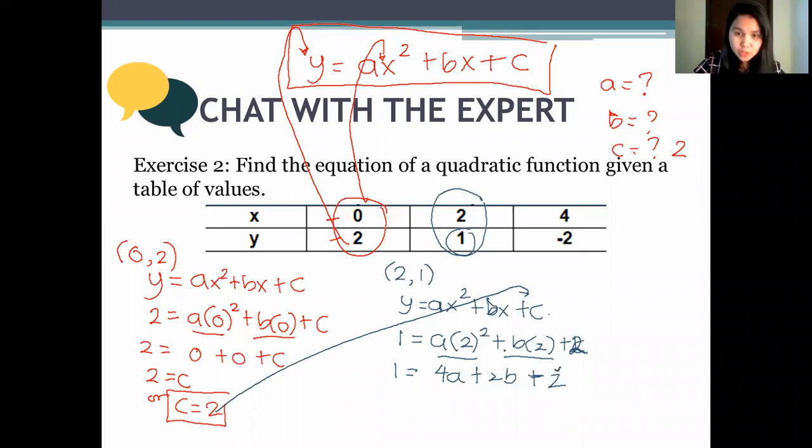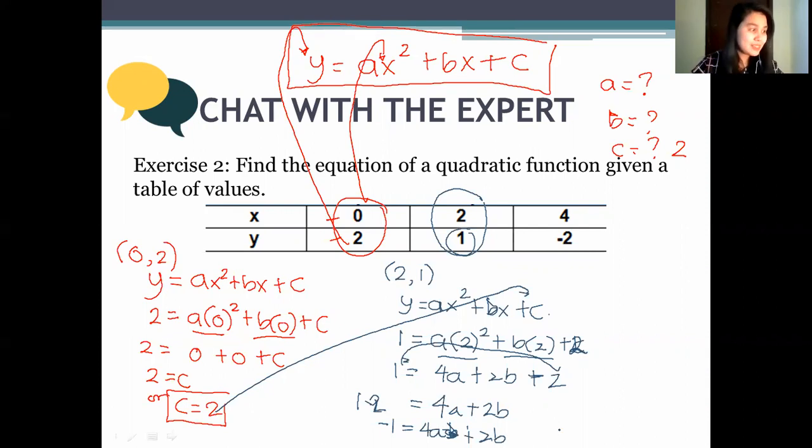So let's transfer 2 to the other side. So we have 4A plus 2B equals 1 minus 2. So we now have negative 1 equals 4A plus 2B. We will name this our equation number 2 because this is our equation 1.